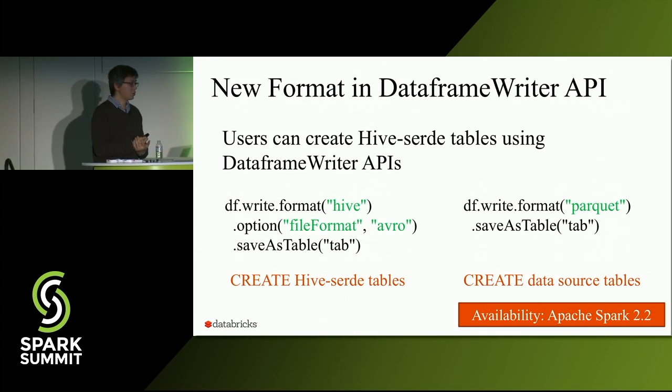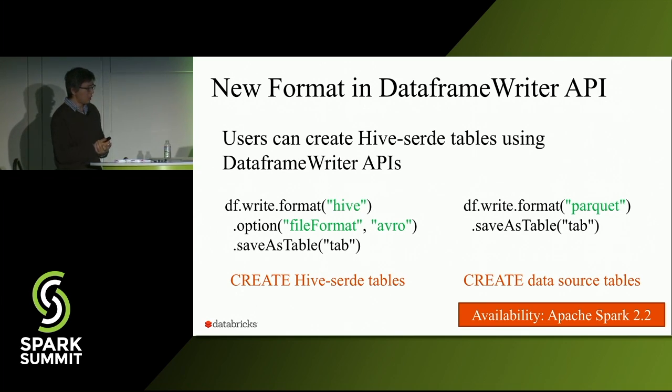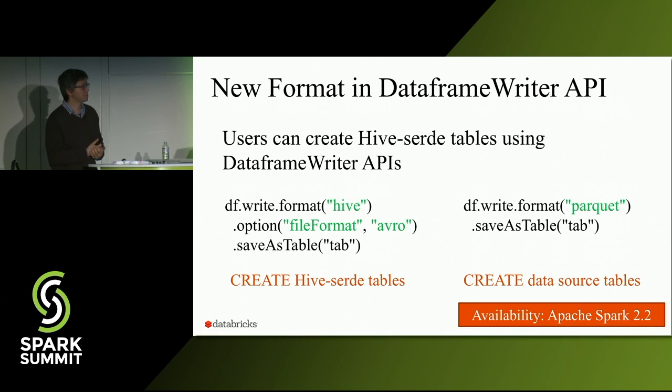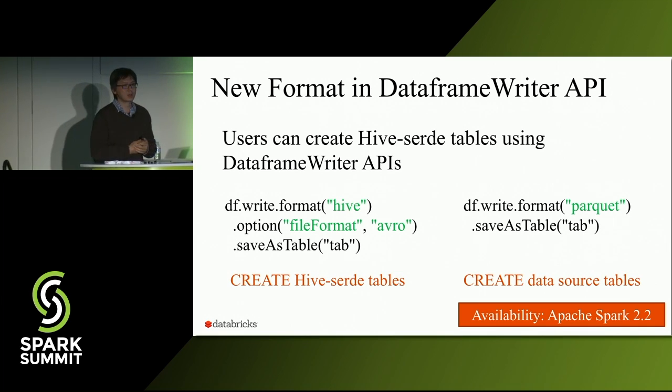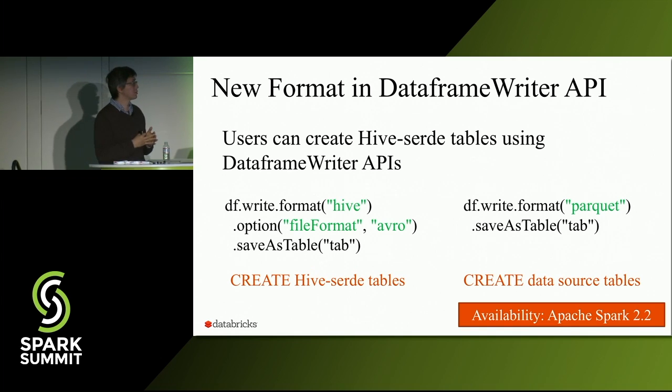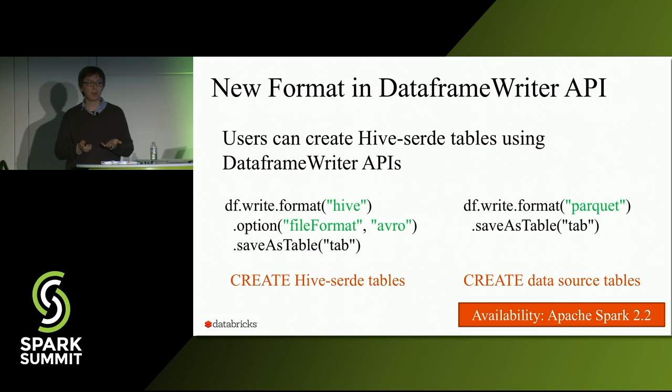So, the load phase. In the different writer APIs, previously you could only create data source tables. The right side is an example of how to create a Parquet data source table, but this is a Spark data source table. It does not allow you to create Hive serde tables. Now in 2.2, after we unified the write path, you can create a Hive serde table. You just need to specify the file format.